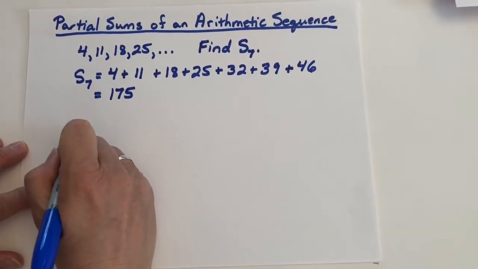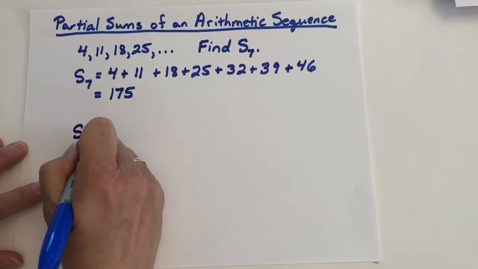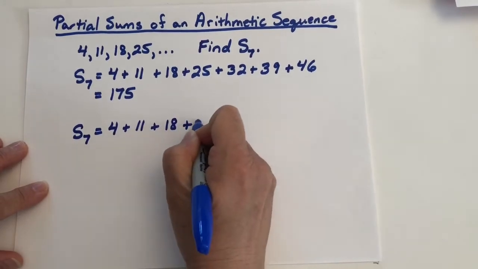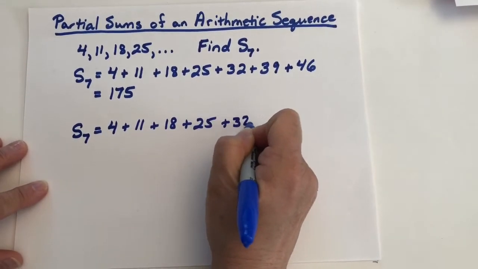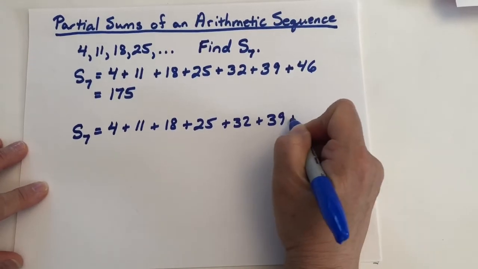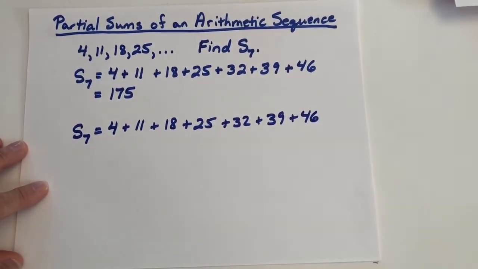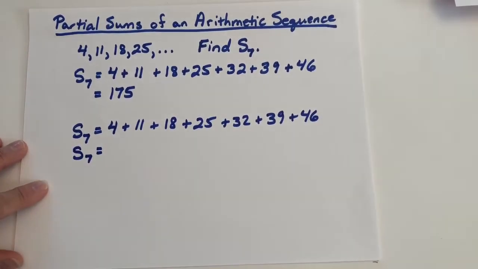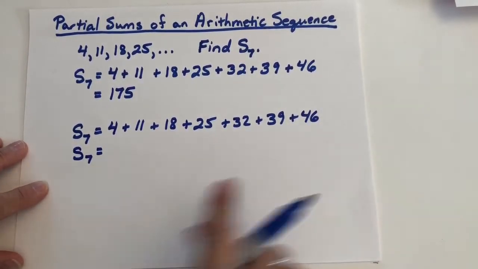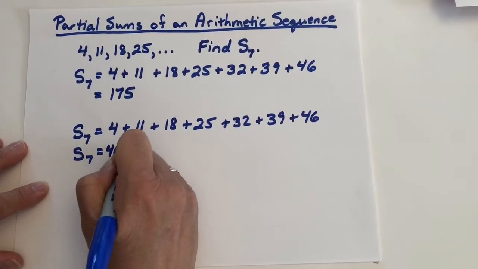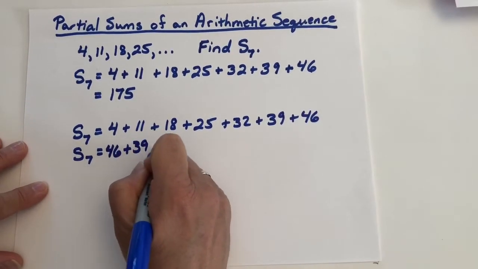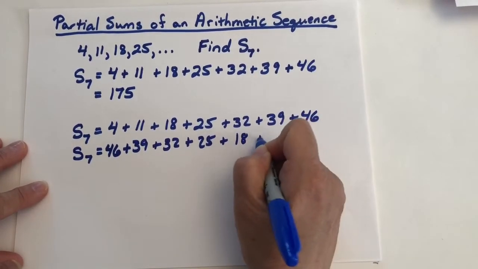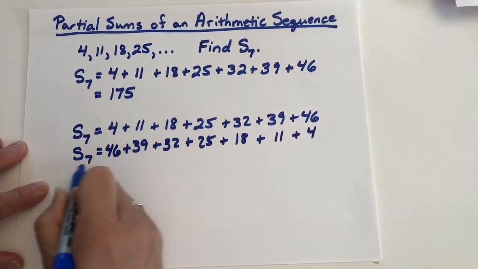I'm going to write the 7th partial sum again as 4 plus 11 plus 18 plus 25 plus 32 plus 39 and plus 46. And let me write it a second time. And this time, as I write it down, I'm going to write the terms in the reverse order. So I have 46 plus 39 plus 32 plus 25, and then we have 18, 11, and 4.